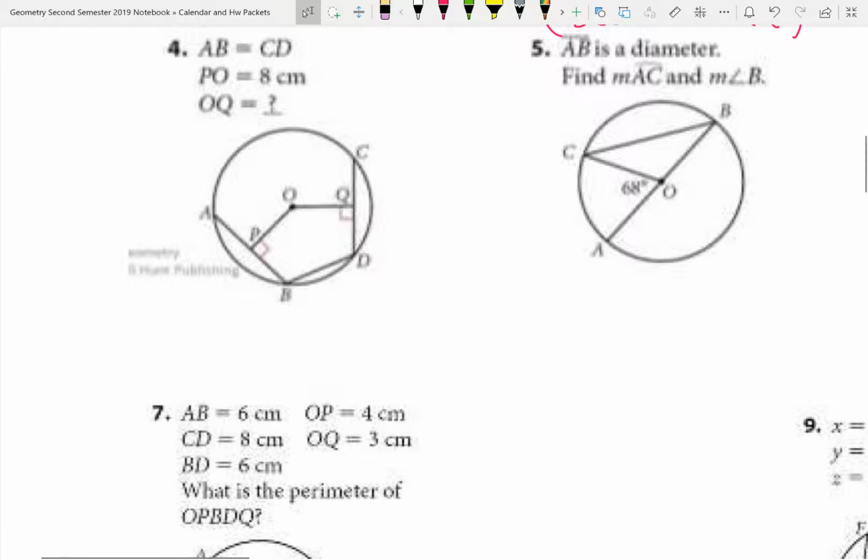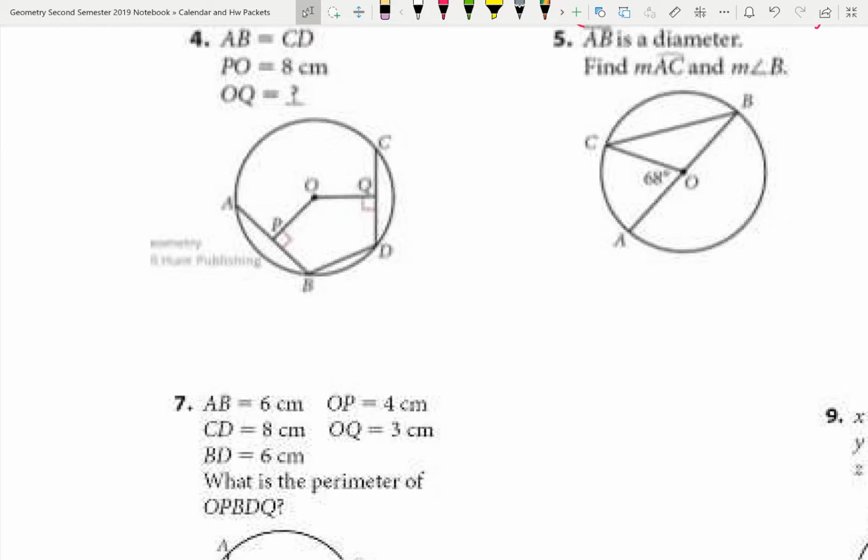Okay, number 4. AB is congruent to CD, so these are both congruent to each other. PO is equal to 8 centimeters, and that means, since these are perpendicular to two congruent chords, that this will also be 8 centimeters. And that's because of the chord distance to center conjecture.